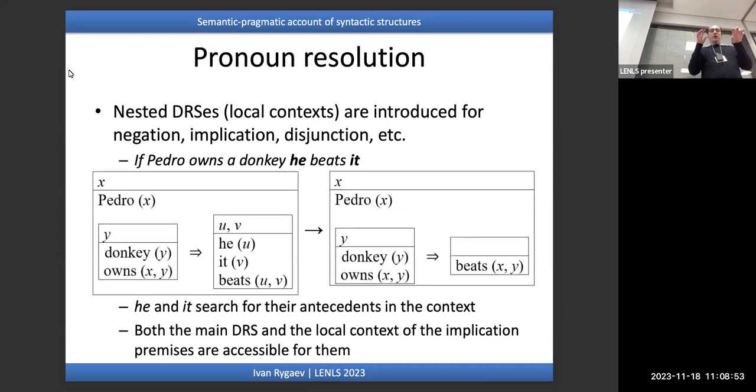Then we have some kind of local context, and so DRT explains how pronouns are resolved. In this example, when we have the sentence "If Pedro owns a donkey, he beats it," the pronouns he and it will look for an antecedent going up the hierarchy of accessibility. The antecedents for them would be accessible in the local context and the higher context of the DRS.